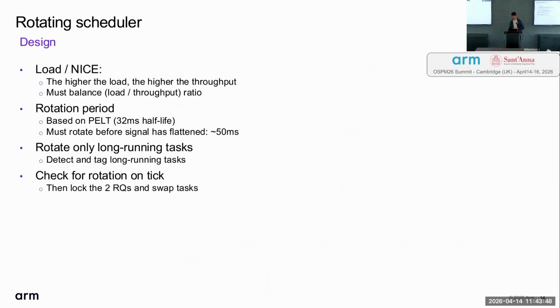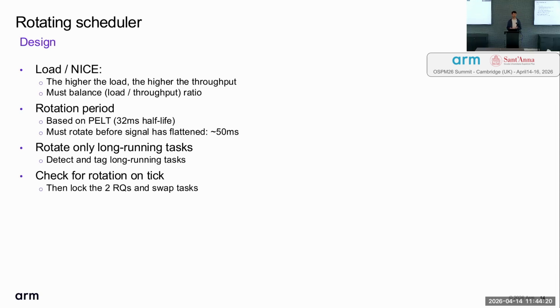What I did in this prototype is to also take into account the nice priority value, which means that if someone decides that a task is more important than another, it should also be taken into account inside the rotation. So we don't try to balance the throughput of each task, but the ratio of the load divided by the throughput, which makes more sense in this case.